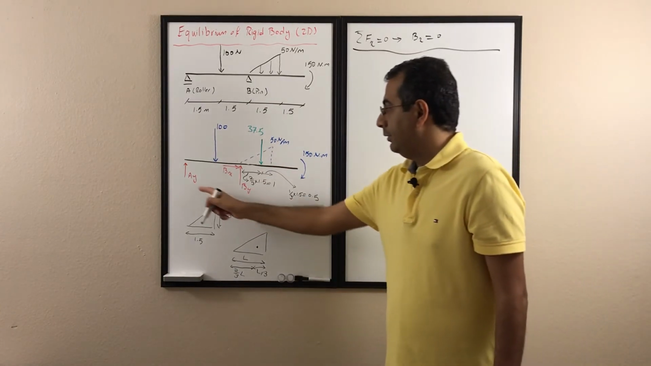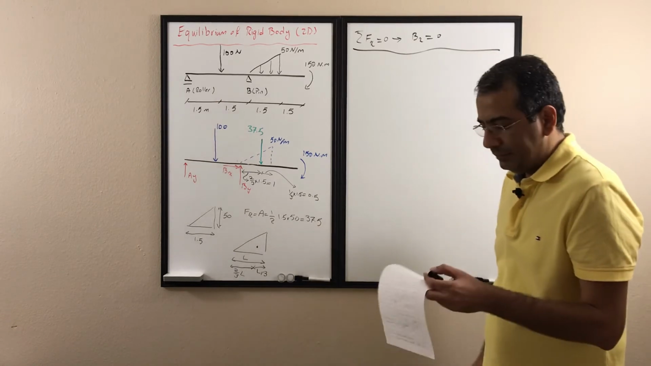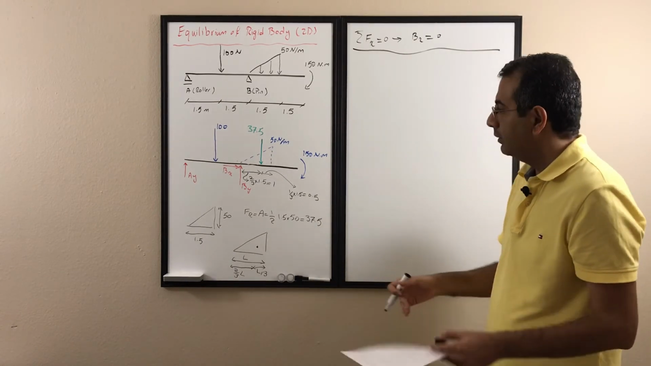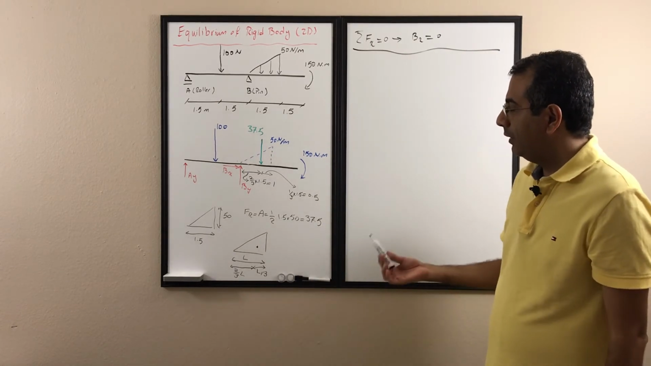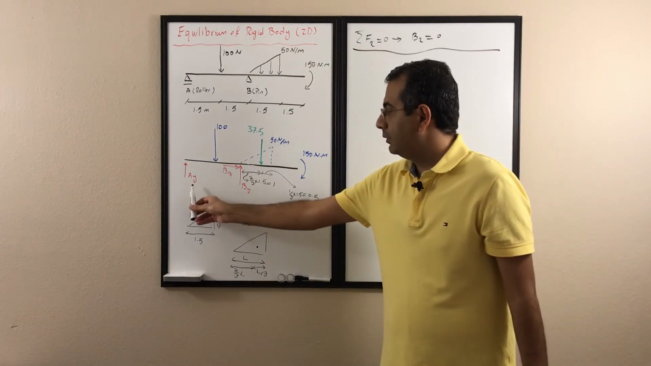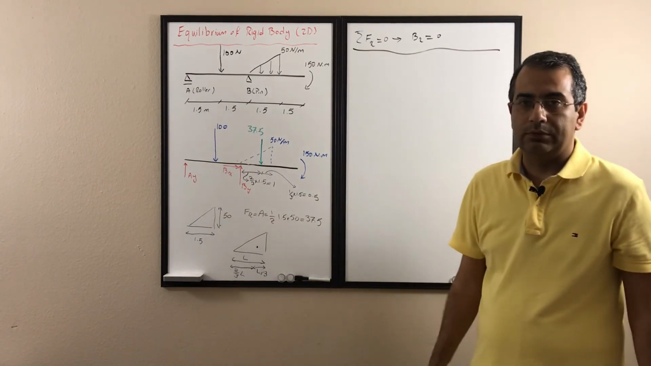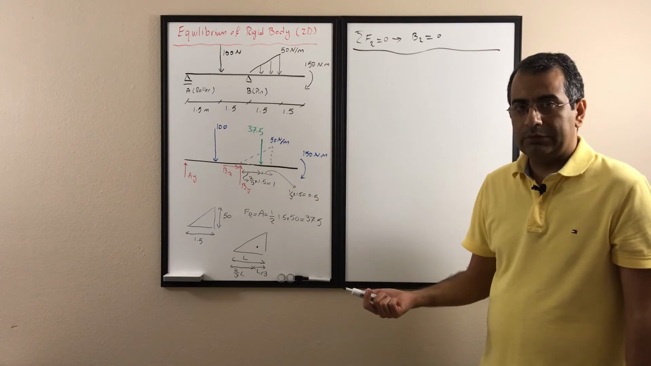Bx is 0. Now I have to find Ay and By, and if I write sigma Fy is 0, the problem is that I'm going to have Ay and By both unknown. So I have one equation and two unknowns.